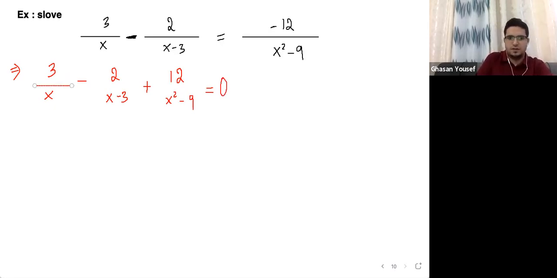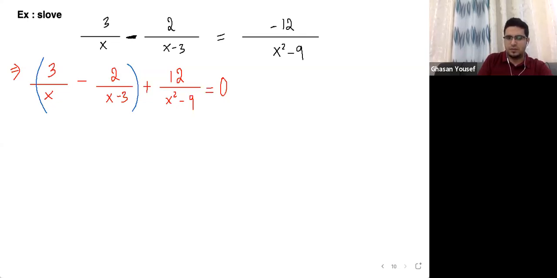So this is the first fraction, second fraction, and the third one. I moved everything to one side. Now I have to make the denominators equal. To do that, I'm going to combine these two first, and then combine the answer with this one, because it will be easier than combining all three at the same time.